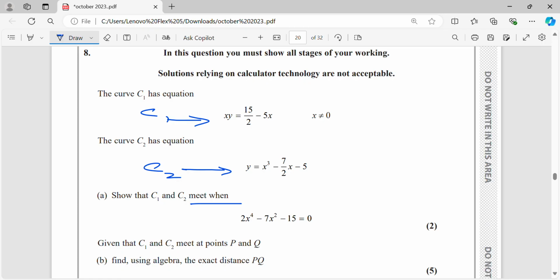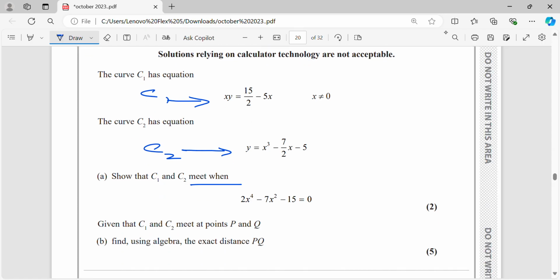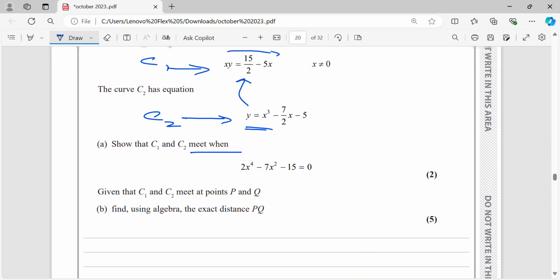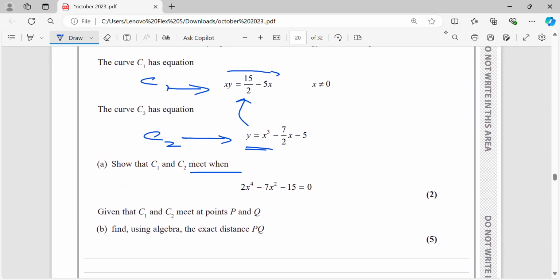Let's equate it first. Here I have y, so I can substitute. I can replace y here in C1, or you can make y the subject here and then substitute it. It's up to you. In both cases the answer will be the same. Let's write down C1. So C1 is xy equals 15 over 2 minus 5x. Make y the subject.